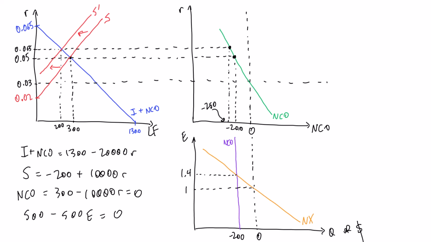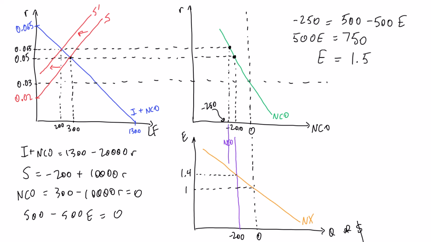All we have left to do is see how this carries over into our foreign currency exchange market by setting our new net capital outflow of negative 250 equal to the net exports function 500 minus 500E, and then solve for E. So I'm going to add 250 to both sides, add 500E to both sides, divide both sides by 500 to get E equals 1.5. Now to add that to the graph, I'm going to draw a new net capital outflow vertical line at negative 250, show that that has shifted to the left, and then mark out our new equilibrium exchange rate, which is 1.5. And this quantity of dollars right here is negative 250, just like it was up in the NCO graph.